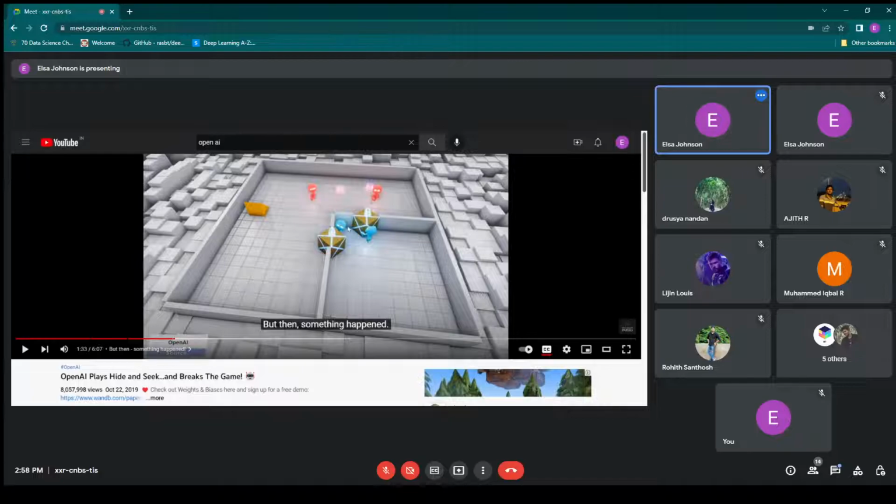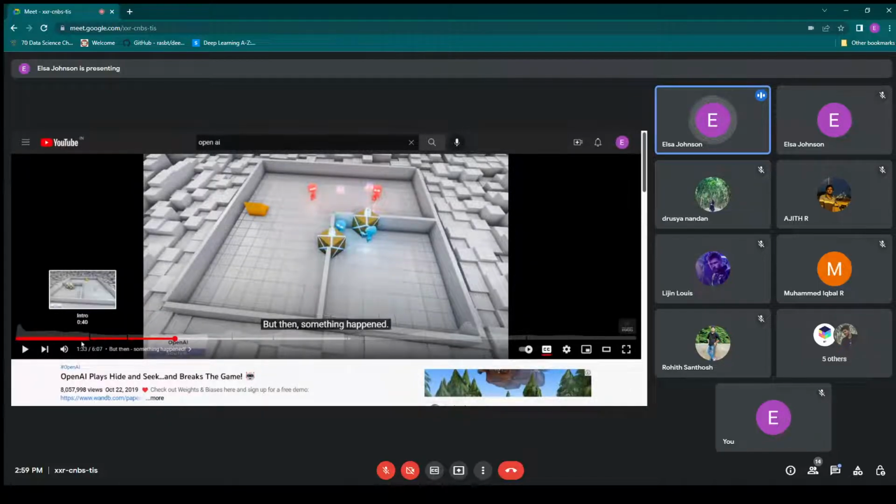Okay, now. So what they have done is they have just learned to collaborate with each other. The blue ones are the hiders, the red ones are the seekers, and they have learned to use these boxes to prevent the seekers from finding them. So you just observe what happened.